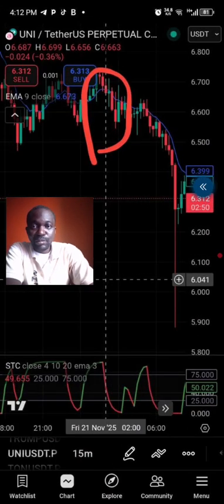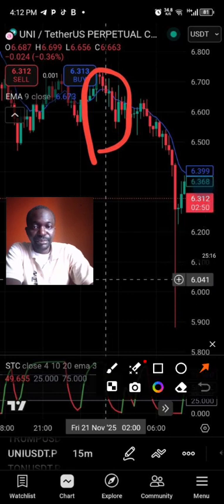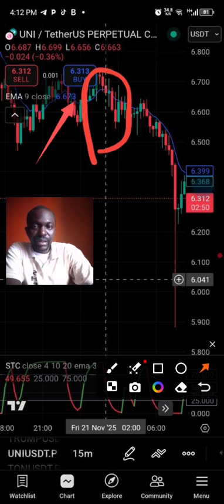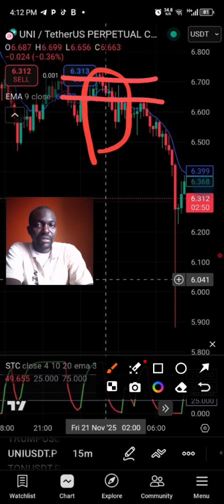This is Uni. So Uni was initially coming up. Let's draw this down. Uni was coming up, and then we met a resistance level right here. 1, 2. That's a resistance level.